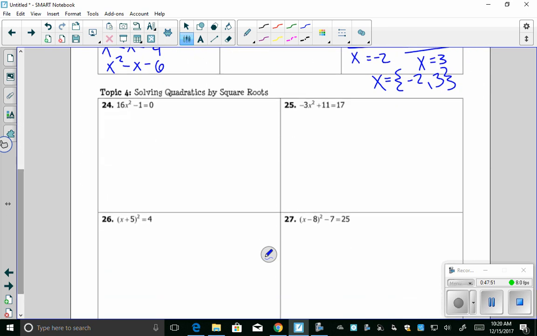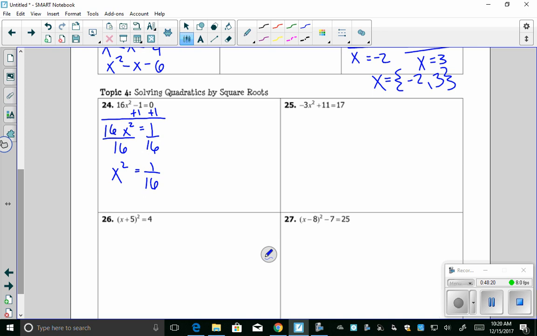Topic 4, solving quadratics by square roots. When you're solving quadratics by square roots, you are trying to get the x squared by itself. For this problem, the first thing I have to do is add 1 to both sides. So I get 16x squared equals 1. Divide both sides by 16, so that I get x squared equals 1 over 16.